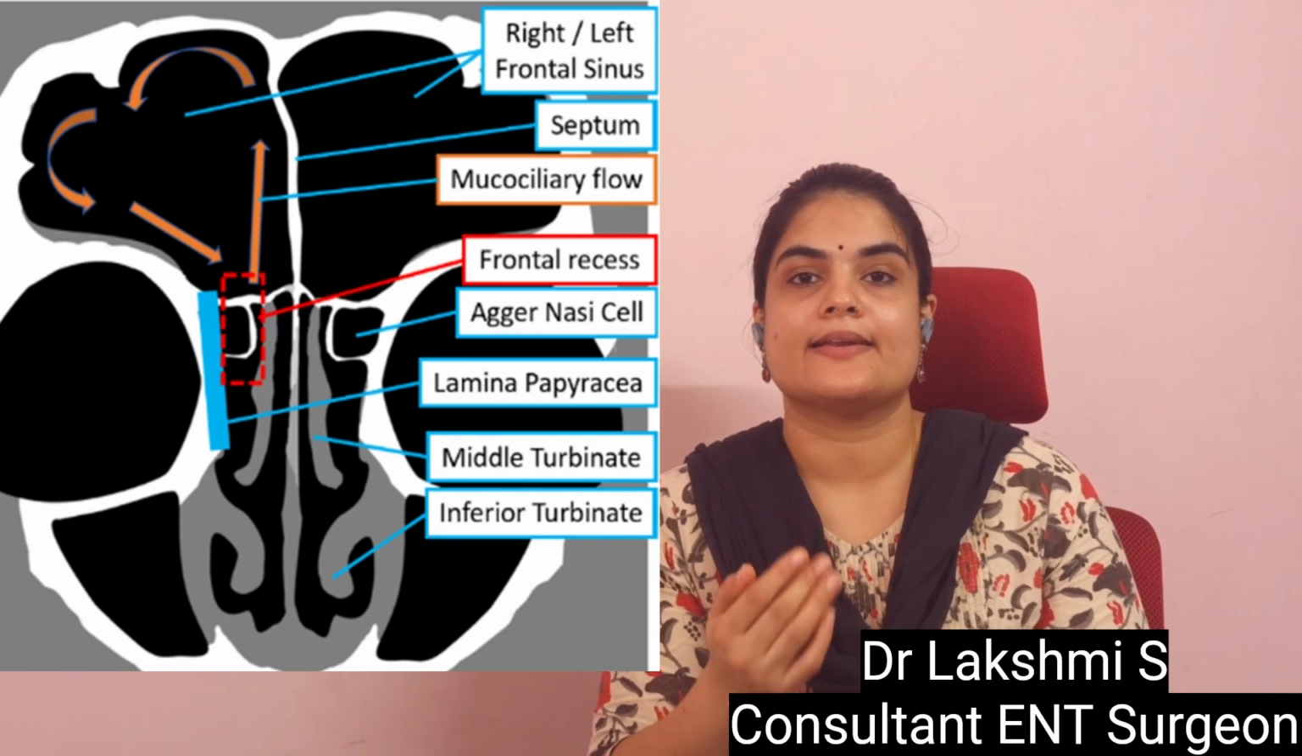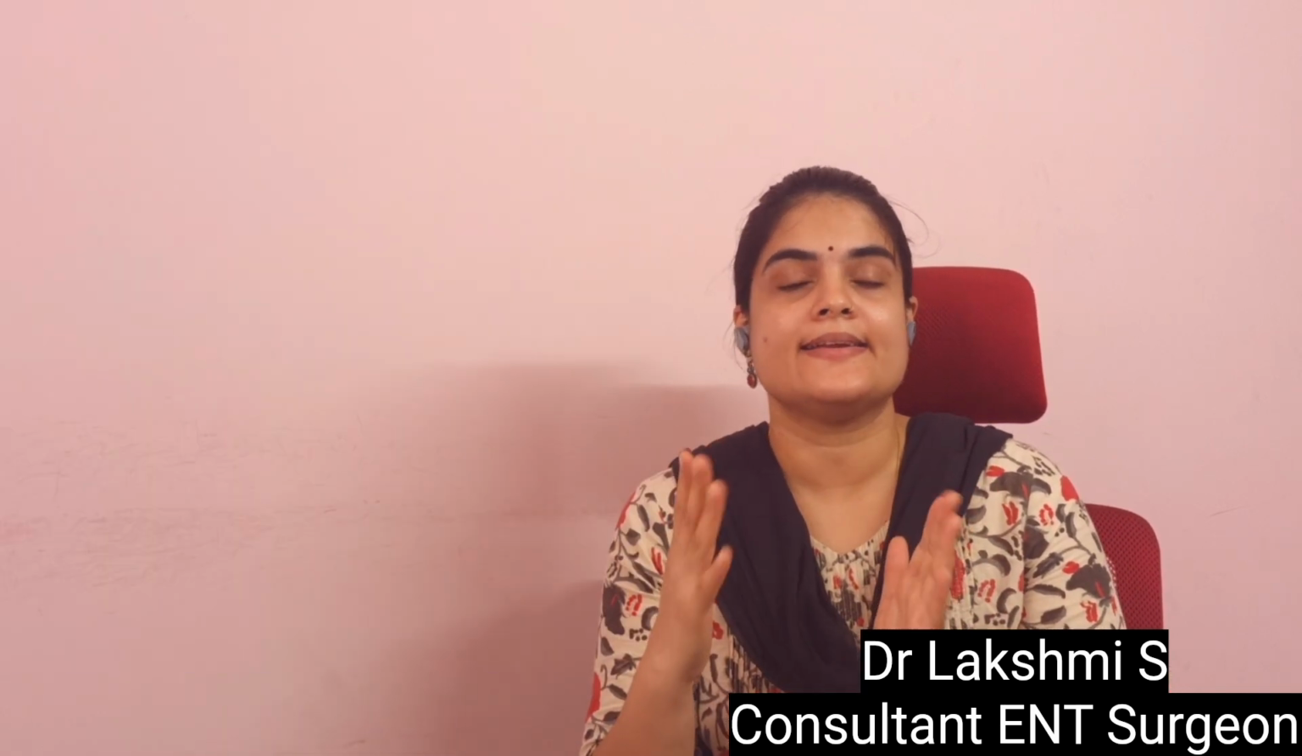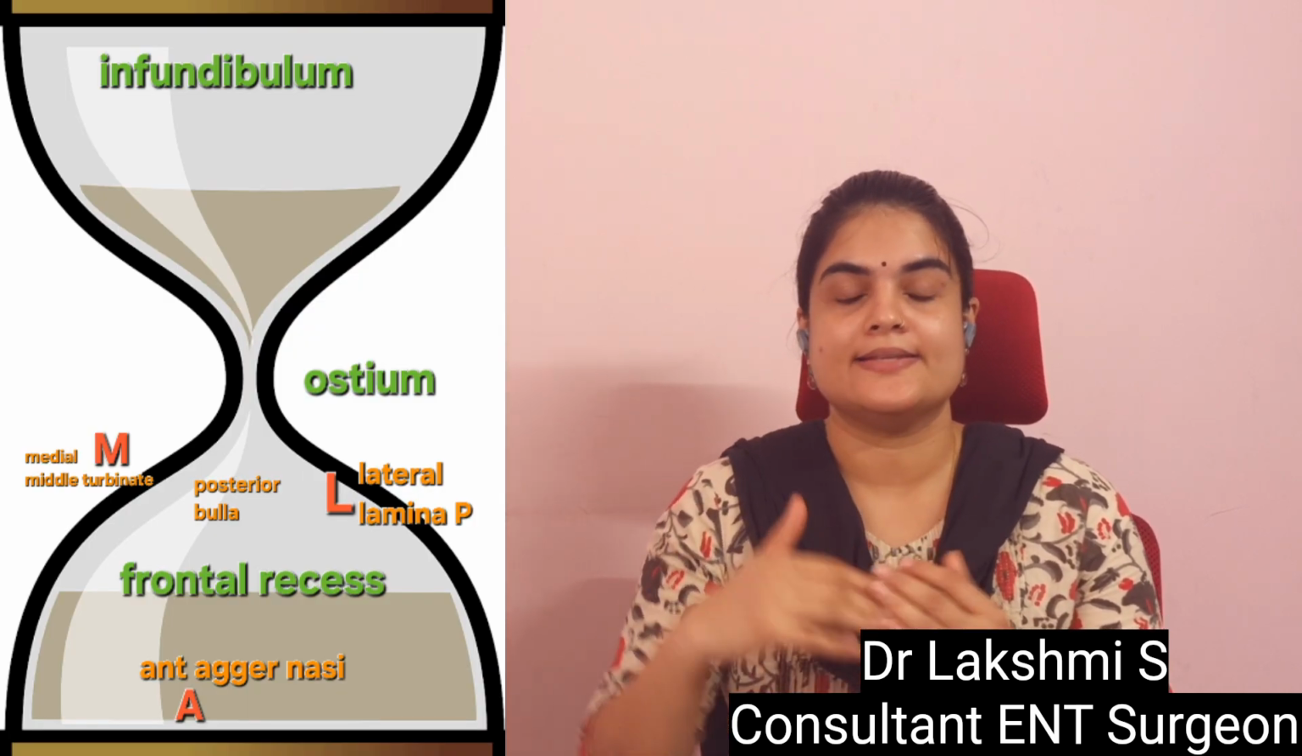So what are the boundaries of the frontal recess? Anteriorly, you have the Agger nasi. Medially, there is the middle turbinate. Laterally, there is the lamina papyracea. Posteriorly, you have the bulla ethmoidalis. Any cell that is pneumatizing above the Agger nasi is known as a frontal cell. Different types of classification are there.